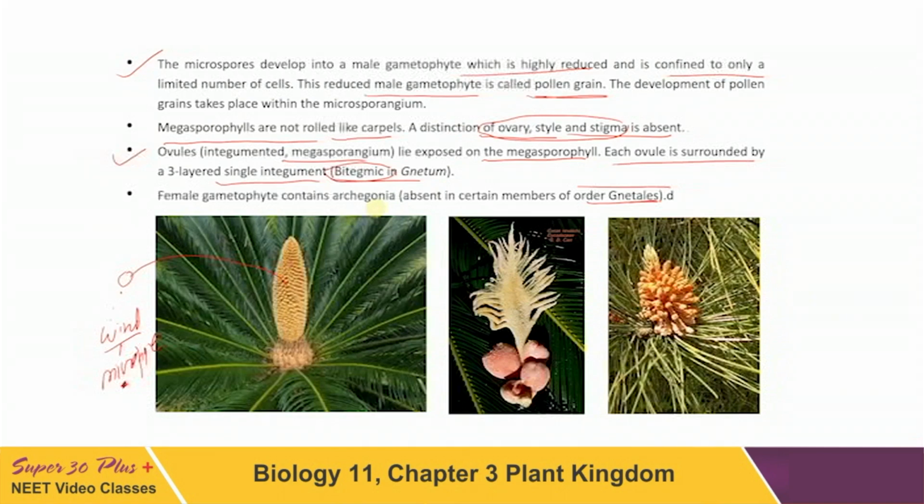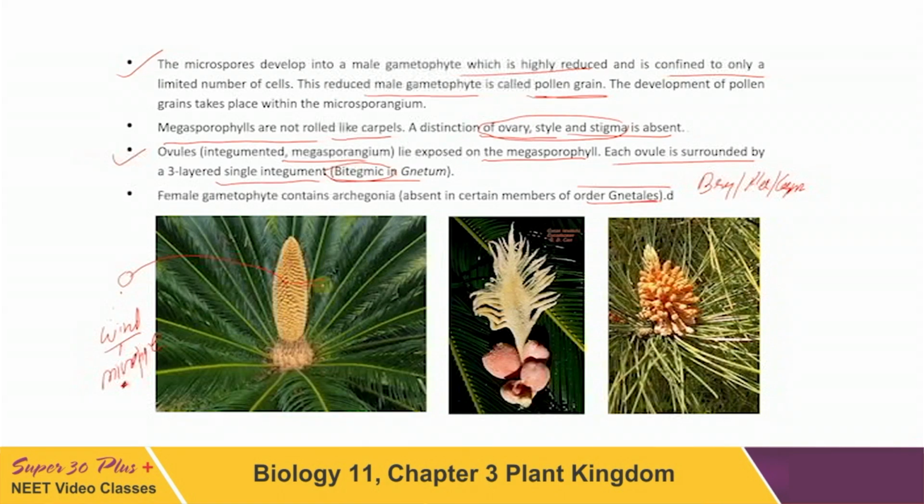You know archegonia were found in bryophytes, in pteridophytes, and in gymnosperms. You can see some beautiful figures we have. This is cycas. It is having a male cone. In cycas, the male cone you are seeing may be even up to 1 meter. The largest male cone is found in cycas.